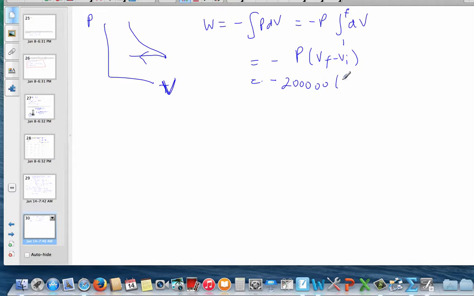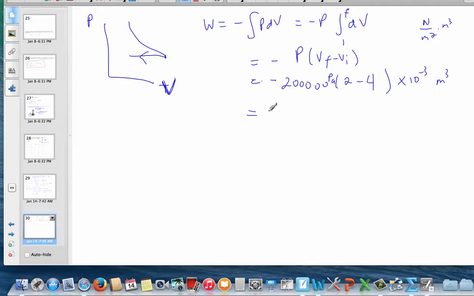One more. Our final volume was 2 liters, so that's 2 times 10 to the minus 3 cubic meters. And our initial volume was 4 times 10 to the minus 3 cubic meters. And I should put the units of pascals in here. Okay, a pascal times a cubic meter ends up being a joule, simply because a pascal is a Newton per square meter. So when you multiply by cubic meters, you get Newton meters, which is joules.